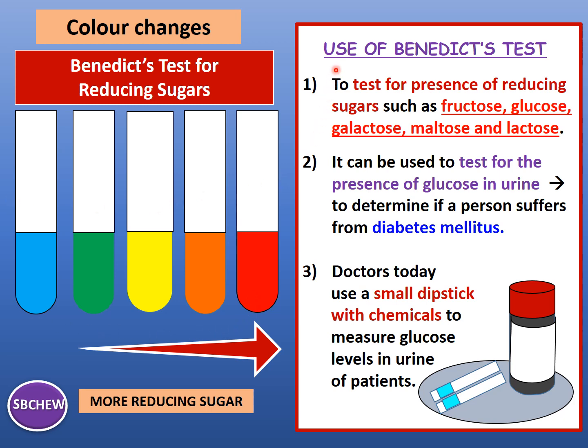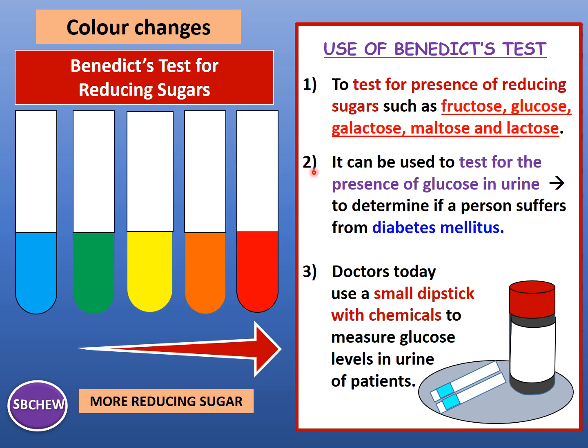What is the use of Benedict's test? The first use is to test for the presence of reducing sugars such as fructose, glucose, galactose, which are monosaccharides, and maltose and lactose, which are disaccharides. These five reducing sugars must be memorized, and they will give a positive result for Benedict's test, because they will all produce the brick red precipitate when they are heated with Benedict's solution.